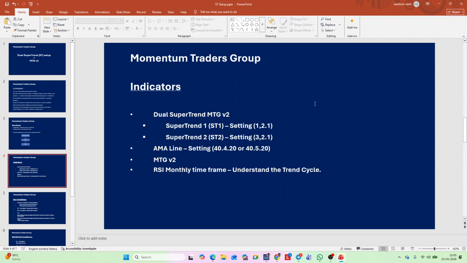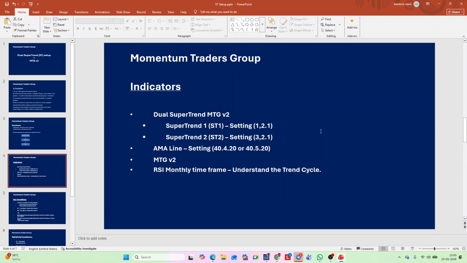So the AMA line is going to play a very important role in terms of entering the position and exiting the position. And the setting for the AMA will be 4420 or 4520. Depending upon the market condition, you can adjust this setting, 4420 or 4520. And same thing with the super trend. So one super trend setting has to be 1 and 2.1, and the other 3 and 2.1. These are the two major indicators that will be a part of this.